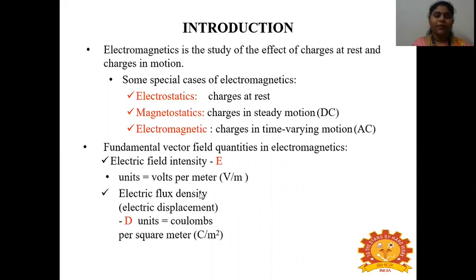Next, we will see some fundamental vector quantities which we use in electromagnetics. First, regarding the electric field. Electric field intensity is denoted as E. The unit of electric field intensity is volt per meter, denoted by V/m. Next one is the electric flux density. It is also called electric displacement and it is denoted as D. Its unit is coulomb per square meter, that is C/m².